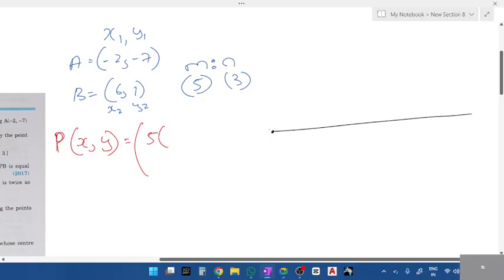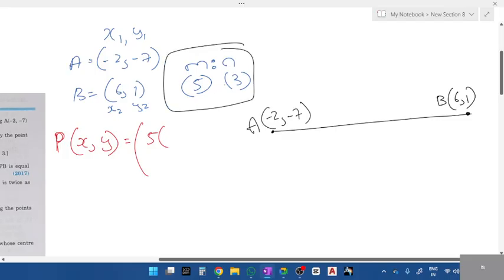Which one comes on the left hand side? A. What's the value of A? Minus 2, comma 7. Then B. What is B? 6 comma 1. B should be somewhere in between. It's not center. Do you think it is center? Can you see M is to N? Is it 1 is to 1? No. Which one is close to, students? 5 or 3? Which one's distance is less? 5 or 3? 3. Point P is somewhere close to B.